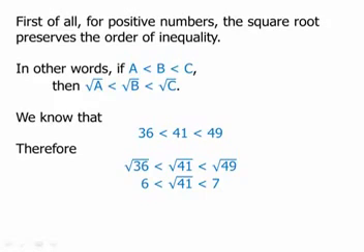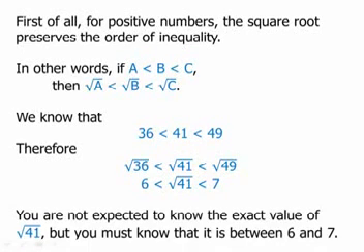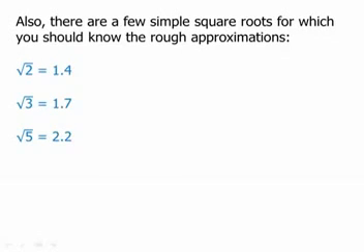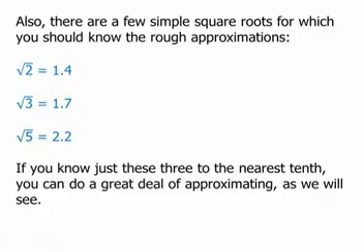So this tells us that the square root of 41, whatever it is, has to be a decimal between 6 and 7. Again, the test is not going to expect you to know the exact value. It is going to expect you to be able to figure out that the square root of 41 is a decimal between 6 and 7. Also, there are a few simple square roots for which you should know the rough approximations. Knowing these is very useful for approximations. If you just know these three to the nearest tenth, you can do a great deal of approximating, as we will see.